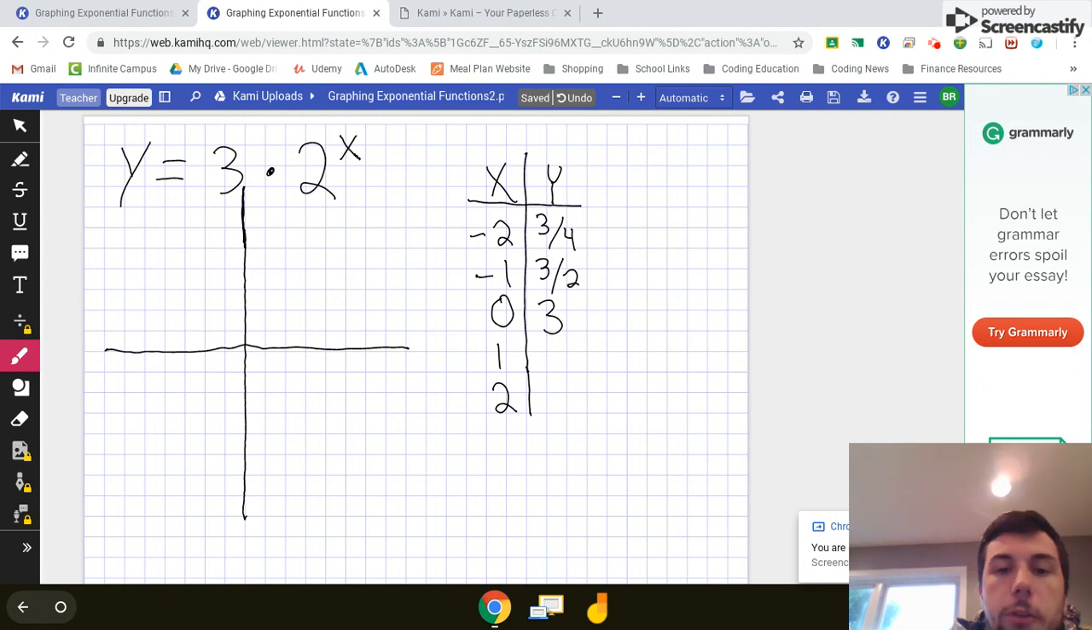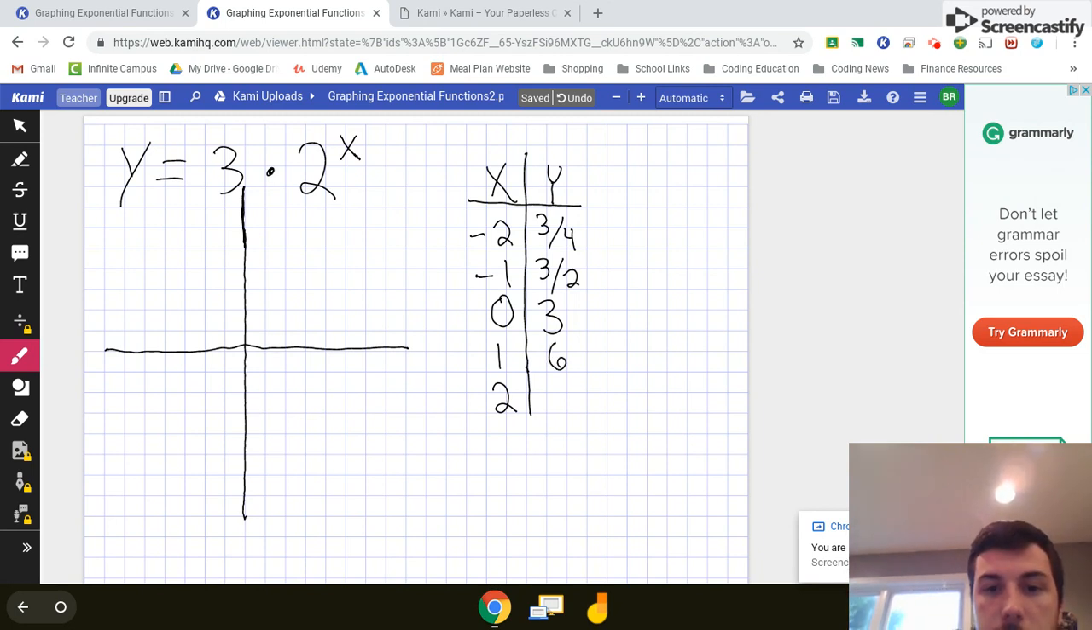Okay. And then if we plug in 1, that's going to give me 3 times 2 to the first, which is going to give me 6. Okay. And then 3 times 2 squared, that's going to give 3 times 4, which is going to give me 12. All right. So here's our 5 points, and then we just need to graph them as best as possible.